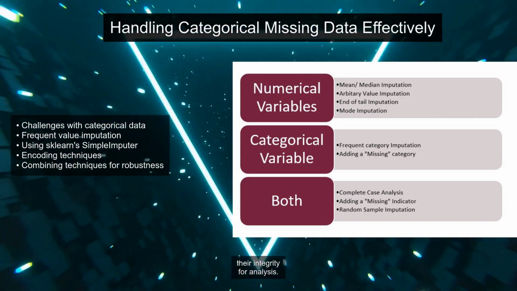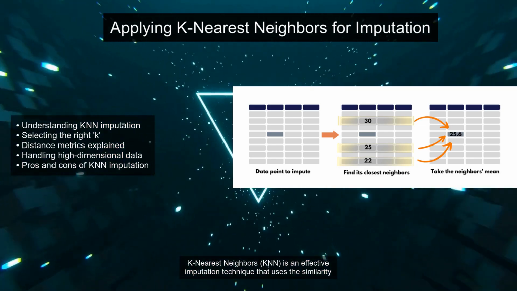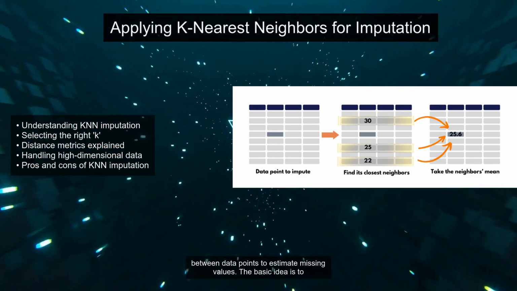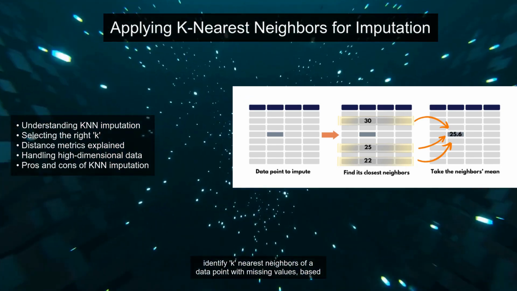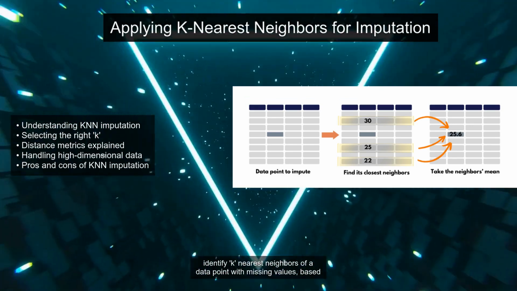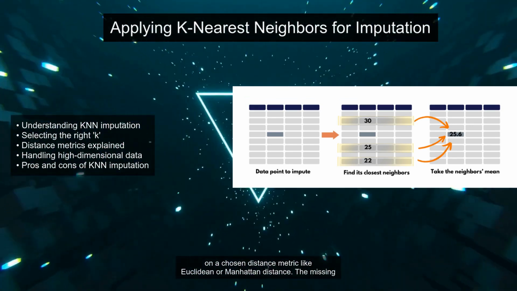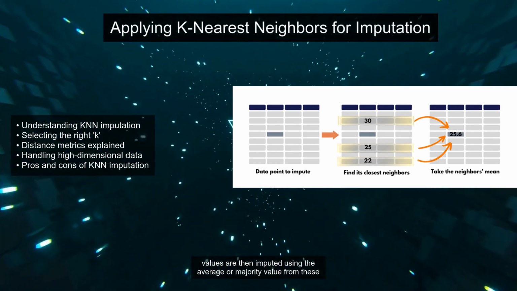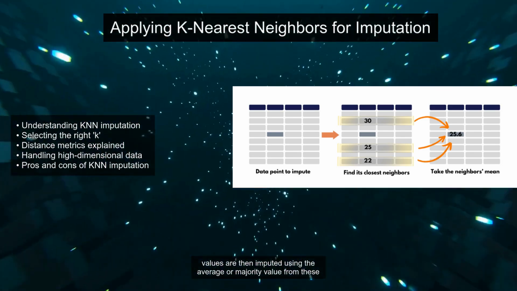integrity for analysis. K-nearest neighbors, KNN, is an effective imputation technique that uses the similarity between data points to estimate missing values. The basic idea is to identify k-nearest neighbors of a data point with missing values, based on a chosen distance metric like Euclidean or Manhattan distance. The missing values are then imputed using the average or majority value from these neighbors.